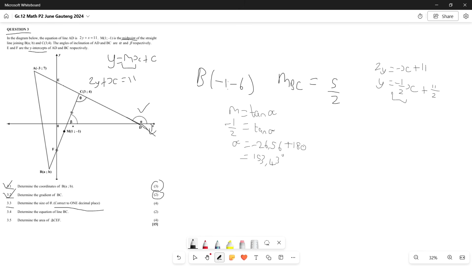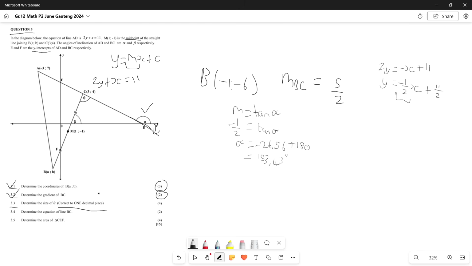So now that we have this angle over here, all we need to calculate is beta over there, and we're going to do the same thing over there, because in 1.3.2 we determined the gradient of BC. So if we're going to calculate this, we're going to say m equals tan beta. Tan beta over there, the gradient that we calculated in 1.3.2 was 5 over 2 over here.